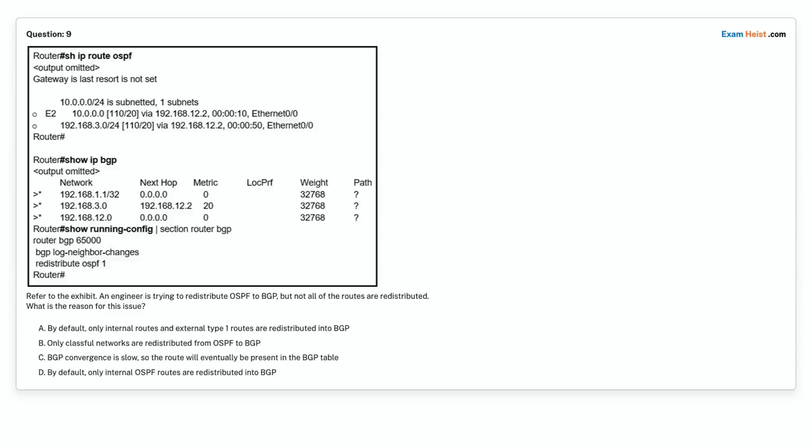Question 9. Refer to the exhibit. An engineer is trying to redistribute OSPF to BGP, but not all of the routes are redistributed. What is the reason for this issue?